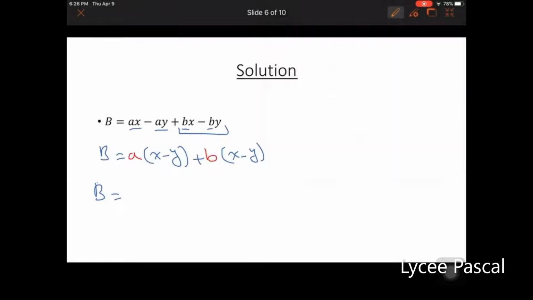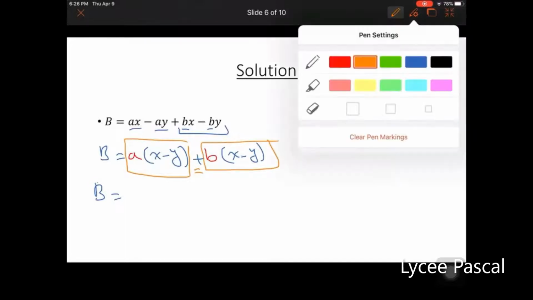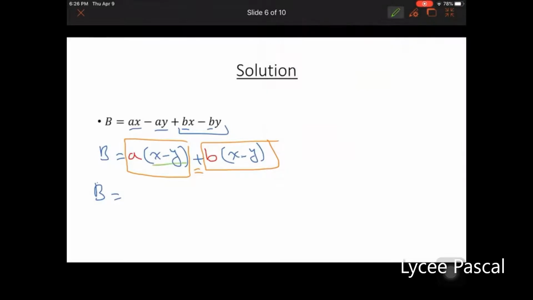So we take it as a common factor into, from the first block we get a plus, here from the second block we get b, and this is the factorization of the expression b.